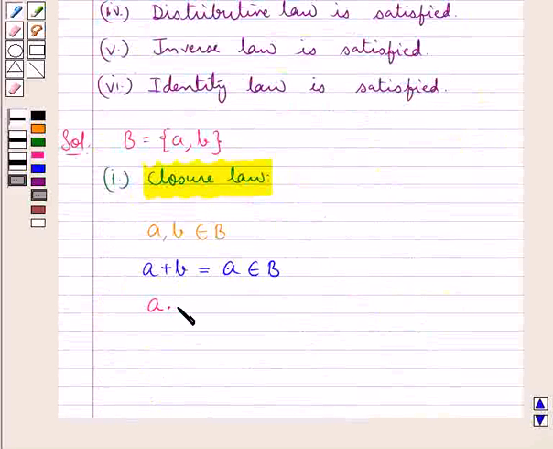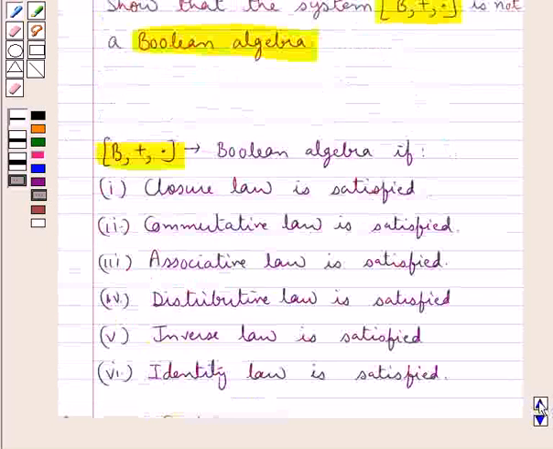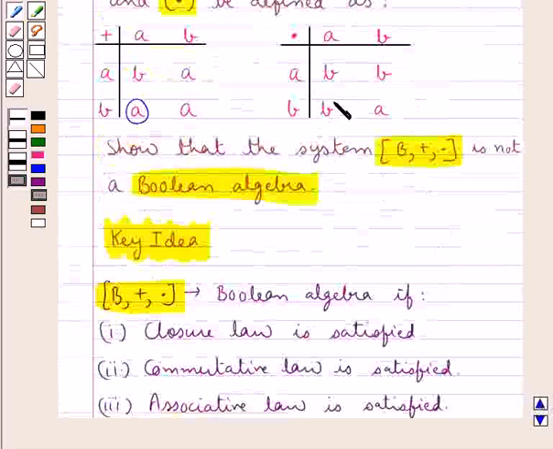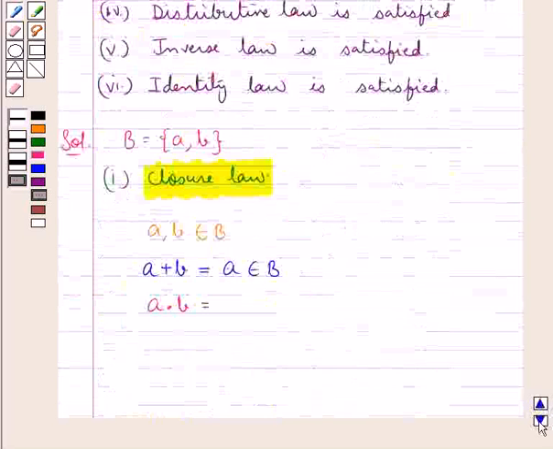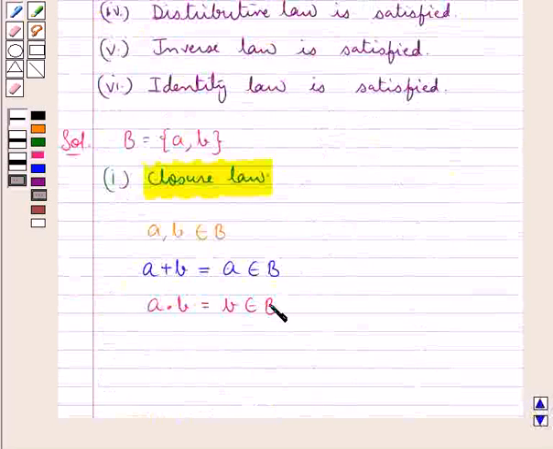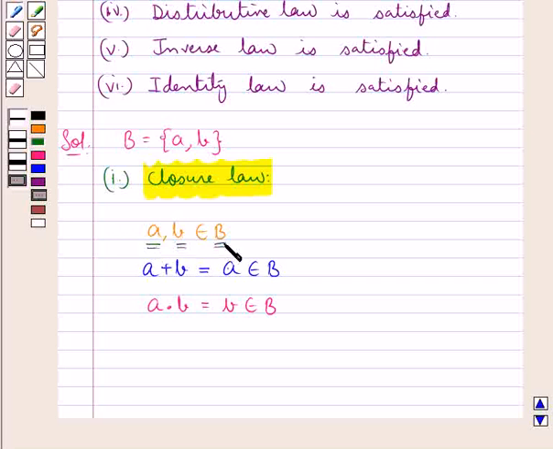Then A into B, from the table above we have A into B is B, and this B also belongs to the set B. Therefore, as A and B belongs to the set B, A plus B also belongs to the set B, and A into B also belongs to the set B. Therefore, the closure law is satisfied.